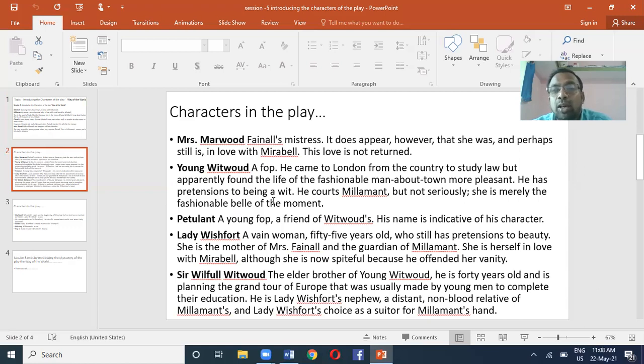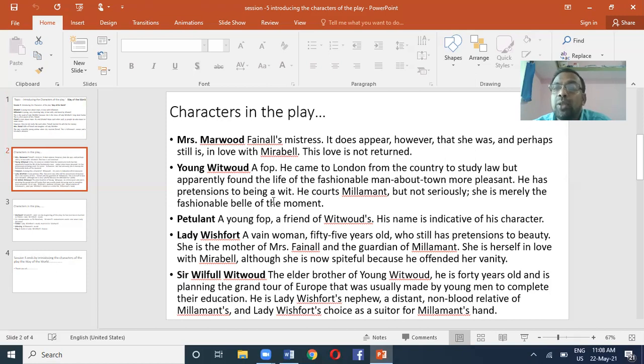Now let us come to an important and dominant character, a senior character. She is the heart and soul for the development of the play. Her name was Lady Wishfort, I told you already. Lady Wishfort was a vain woman. That means she had become a widow. She lost everything at a very young age. Now she is 55 years old, but she is pretending to be more fashionable and pretty. And even at that age she wanted to love.